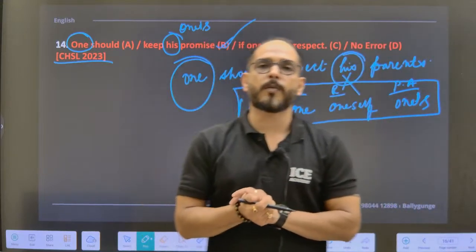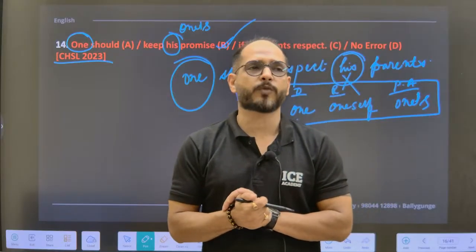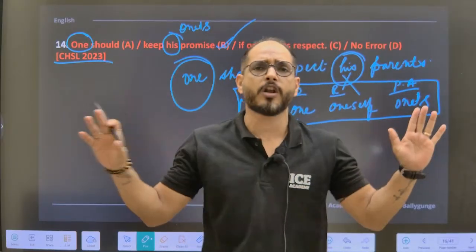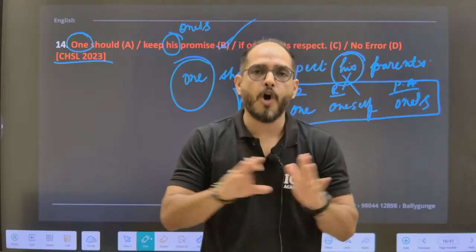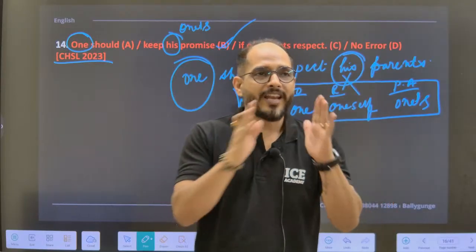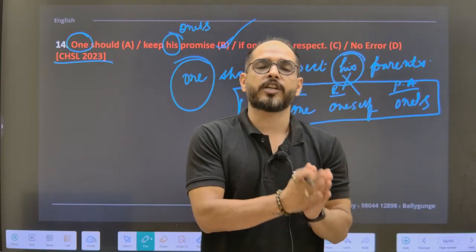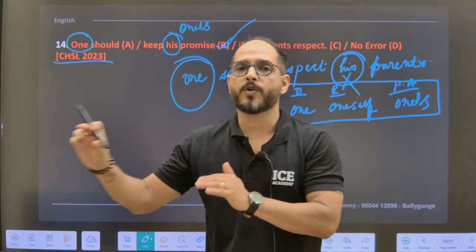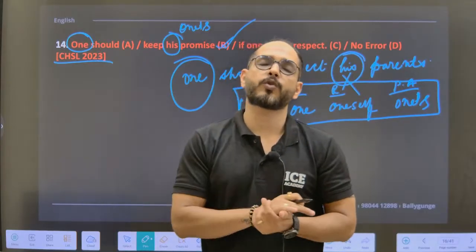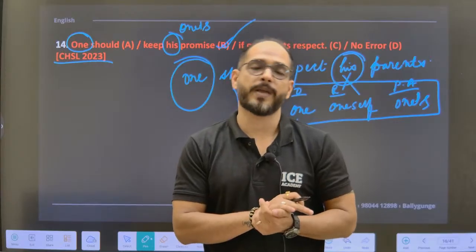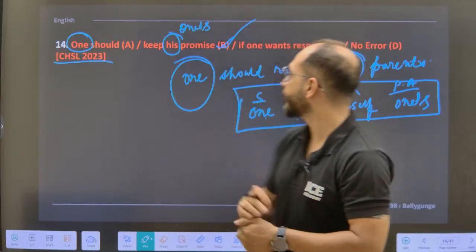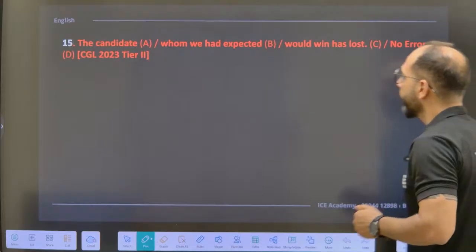তোমরা যে সেন্টেন্স গুলো বলো যে one should respect his parents, one should respect his country, these are all wrong. These are all errors. Whenever one is the subject of the sentence, it is followed by one group of pronouns. Therefore, it should always be one should respect one's parents. Understood? Chalo. Question number 15.